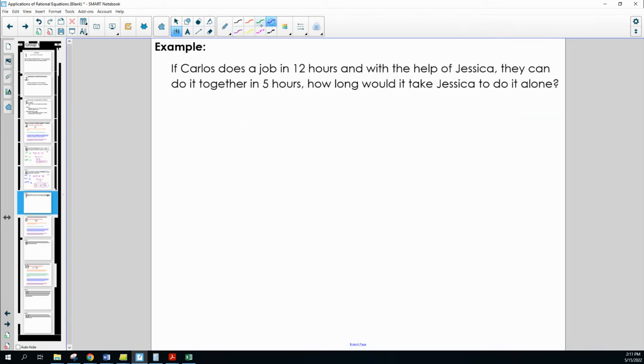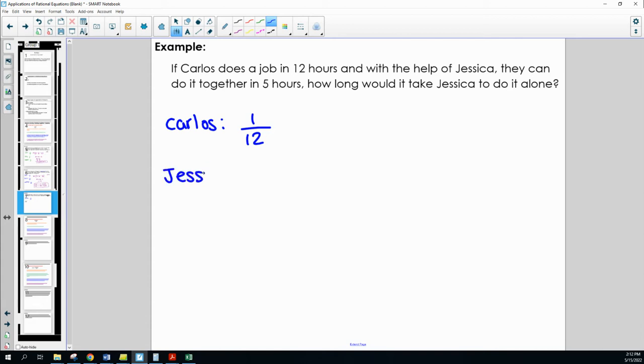Okay, so let's look at one more working together. If Carlos does a job in 12 hours, and with the help of Jessica, they can do it together in 5 hours, how long would it take Jessica to do it alone? Okay, so first we're going to set up Carlos. Number of jobs is 1. It takes Carlos 12 hours.